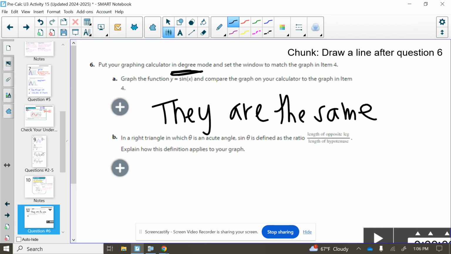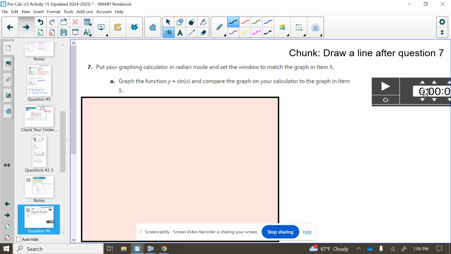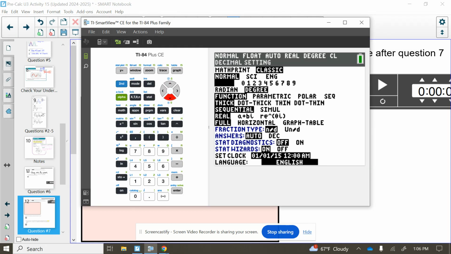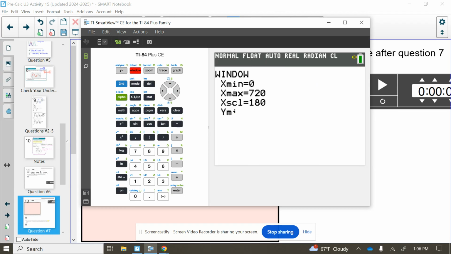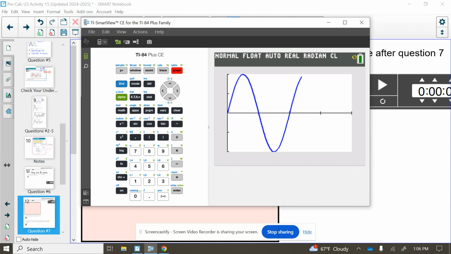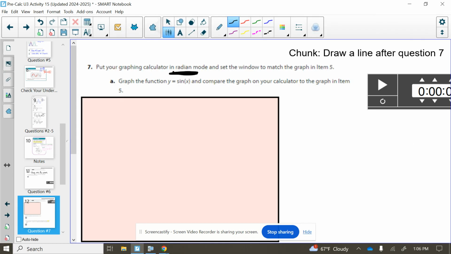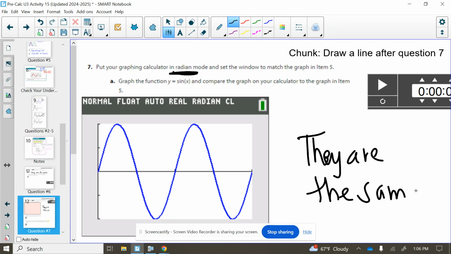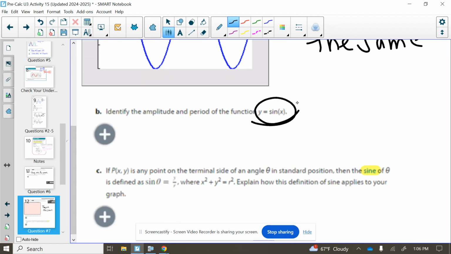And we can also do this if we switch this to radian mode. What we're going to notice is as long as when we switch the modes, we change the x scale like we did before. We're going from 0 to 4 pi, going up by pi each time. We also will notice that this graph looks the exact same, right? So we see this here as well. They are the same. And again, the big deal here is that this is the parent function of sine of x.